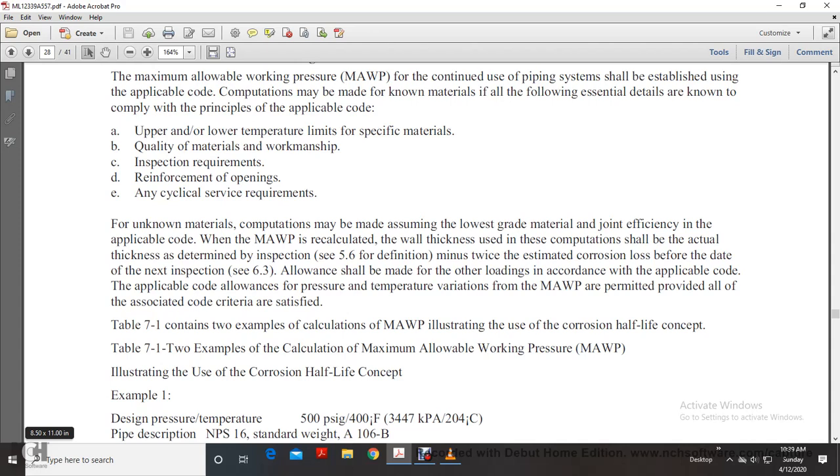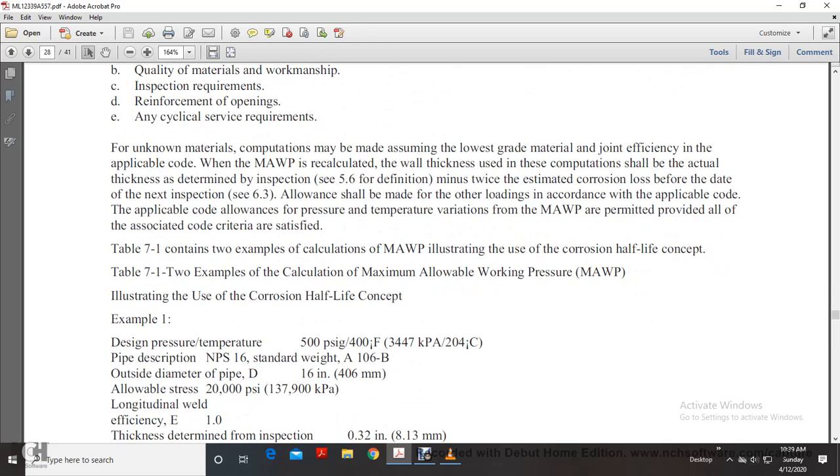Maximum allowable working pressure is recalculated with the wall thickness for the computation being the actual thickness determined by the inspection per 5.6, minus twice the estimated corrosion loss before the date of the next inspection per 6.3. Allowances should be made for other loadings in accordance with the applicable code. Applicable code allowances for pressure and temperature variation, maximum allowable working pressure permitted, and all associated code criteria apply. Table 7-1 contains two examples of maximum working pressure illustrating use of the corrosion half-life concept.